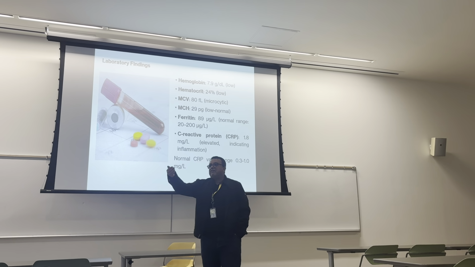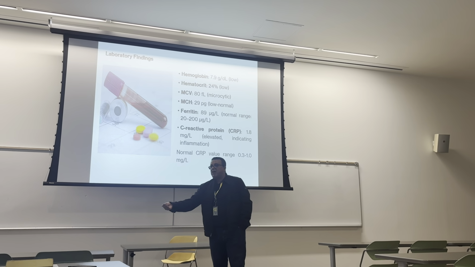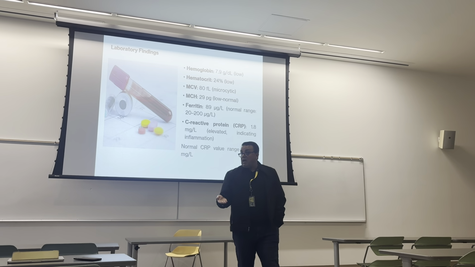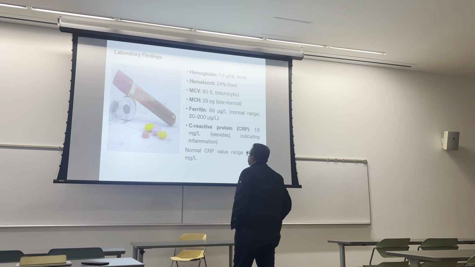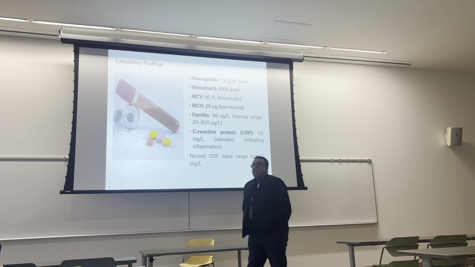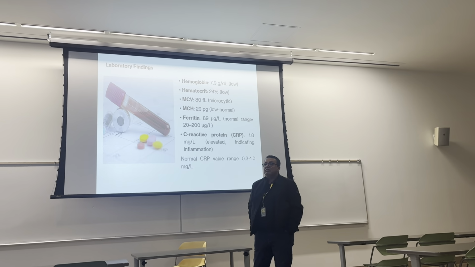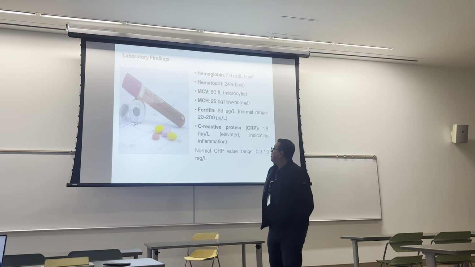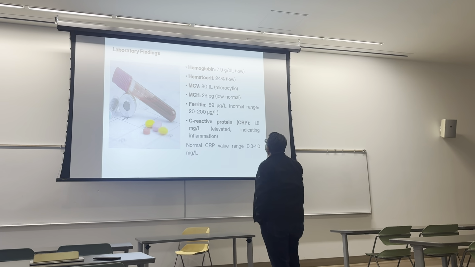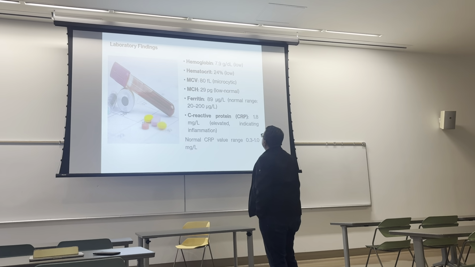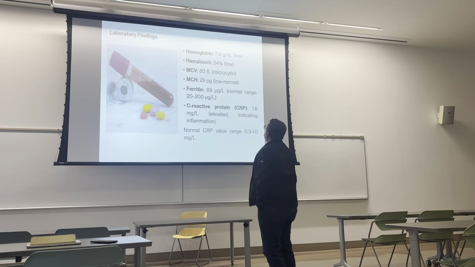Ten till 12.5 if she is a woman, this is mild. Above the 12.5, if she is a woman, it is normal. 13.8 is normal for women. So here the hemoglobin, he or she, they are having severe anemia.